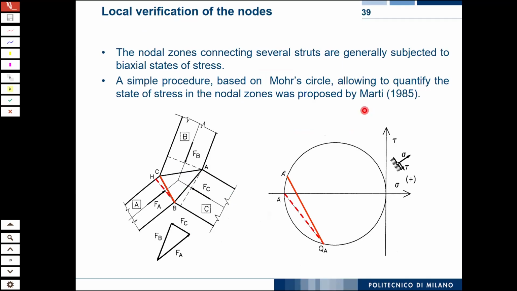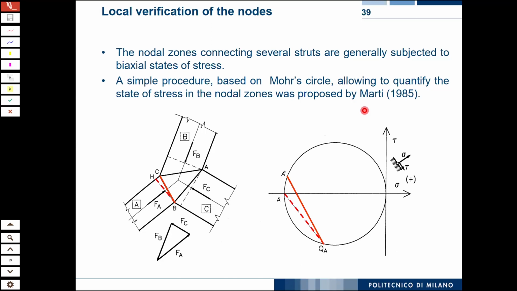Now comes this part, which is a little bit delicate: how do we design the nodes? The methodology that we used was proposed by Peter Marti in 1985. Peter Marti was professor of structures at ETH Zurich. Now Walter Kaufmann replaced him.